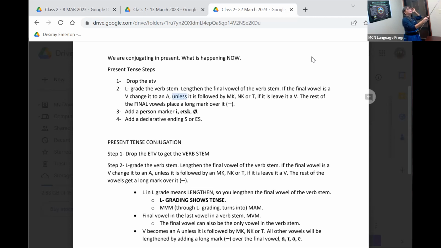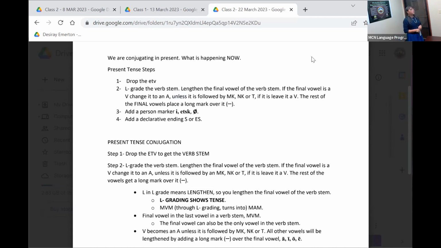If the final vowel is a V, change it to an A unless it is followed by MK, NK, or T. If it is, you leave it a V. Like I said, I know it's going to be a lot. You just listen. The rest of the final vowels, place a long mark over it.